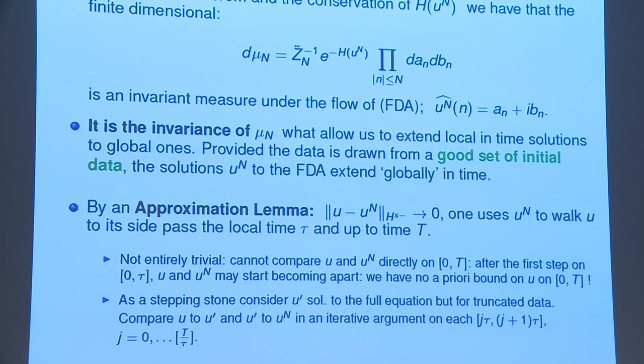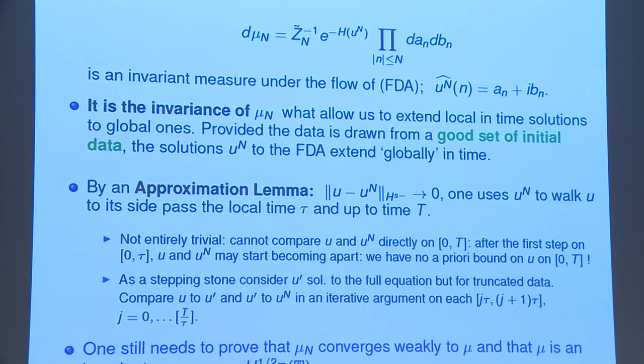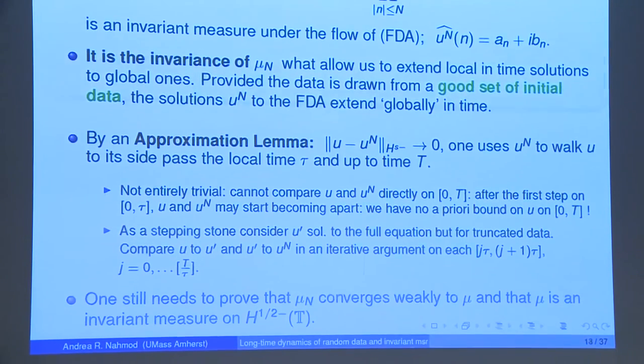And so once you have that, now you have the global u, and the icing on the cake is that you prove that this converges to mu, and you get the invariance of mu. But it's really the invariance of mu n.